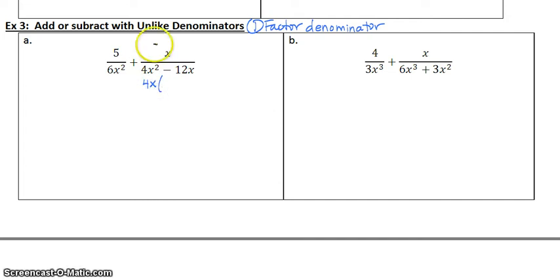I write down my leftovers. 4x squared divided by 4x is x. Negative 12x divided by 4x is negative 6. All right. And now I need to determine what I need to put on both sides.